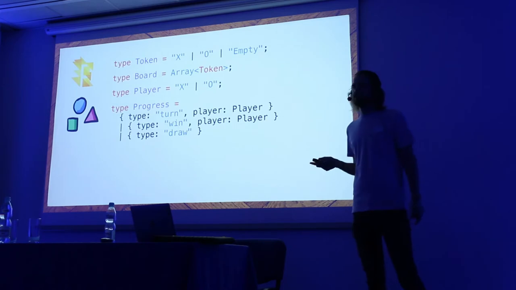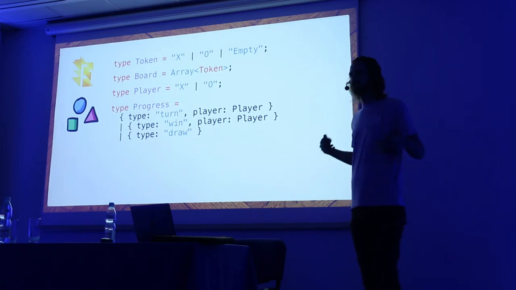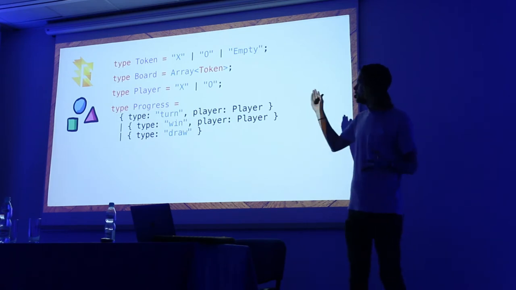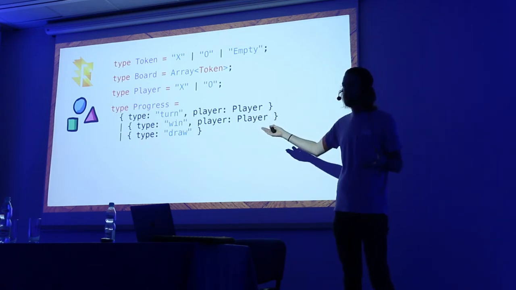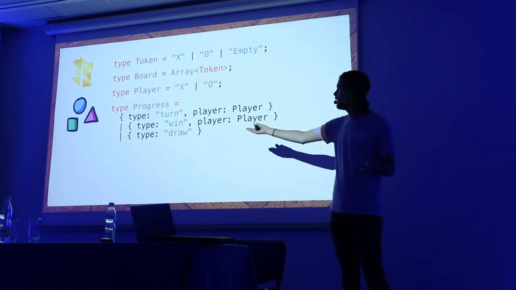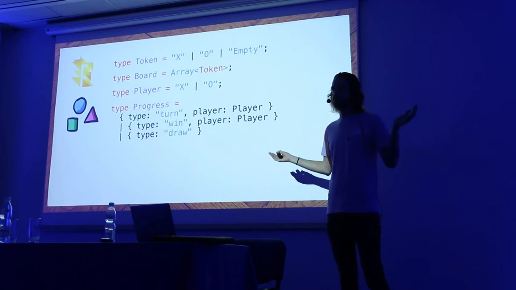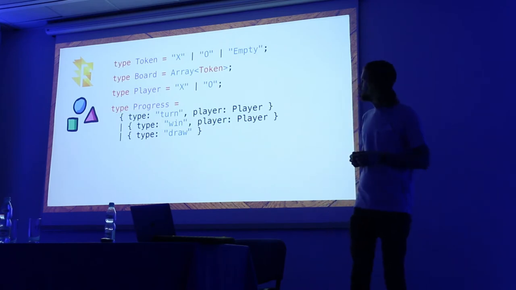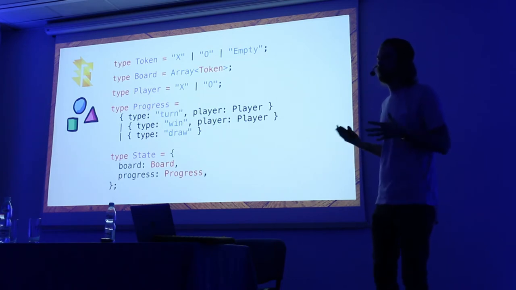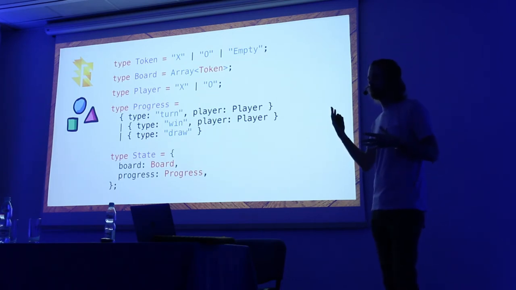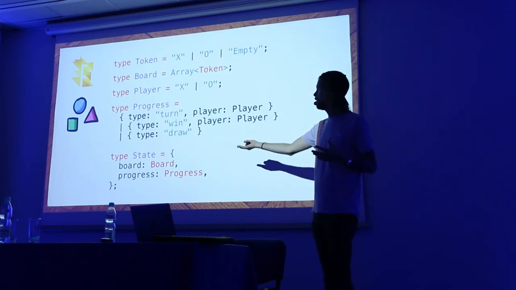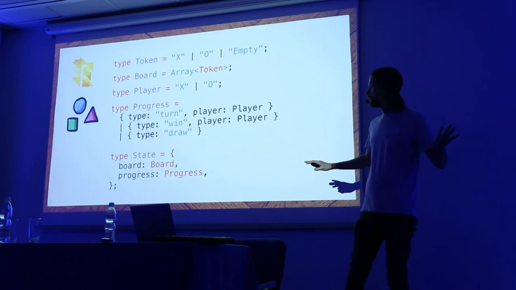And then we have progress, because we need to define a progress for the game. So there are 3 states. We can have either a turn, someone is playing right now. So who is the player who is playing right now? We have a win, which is a player, and then we have a draw. That's it. And now we define a state, so if we are using React, we have a component which gets props, and this is like the game, what we want to render. We have a board and we have a progress, that's it.